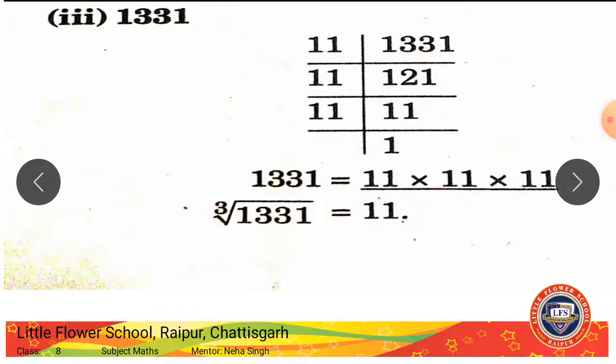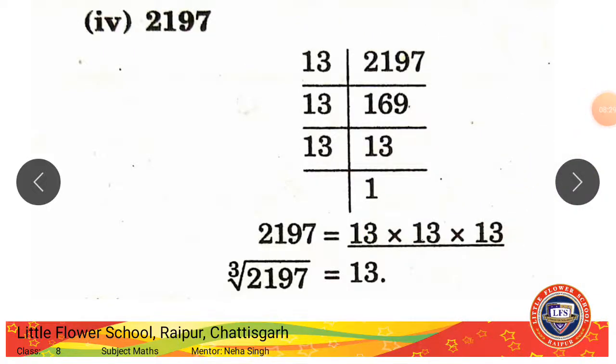Next again 1331. Prime factorization will start with 2. We'll go on checking through the divisibility test. It will be directly divisible by the number 11. Okay. Here also see, 3 groups we can make. So 1331 also is a perfect cube, and it is a cube of 11. Next, 2197. Again it will be divisible by 13 directly.